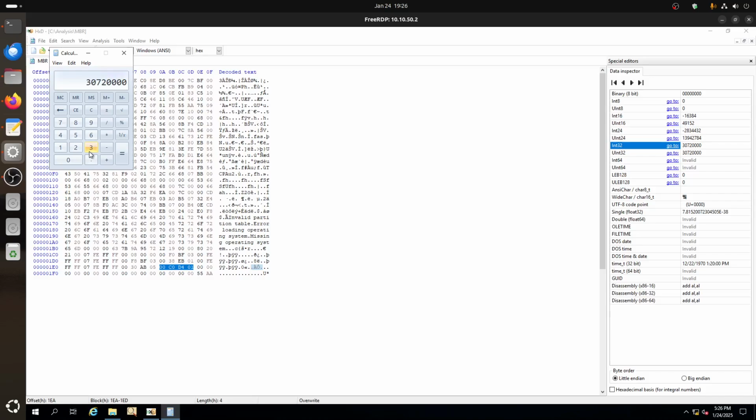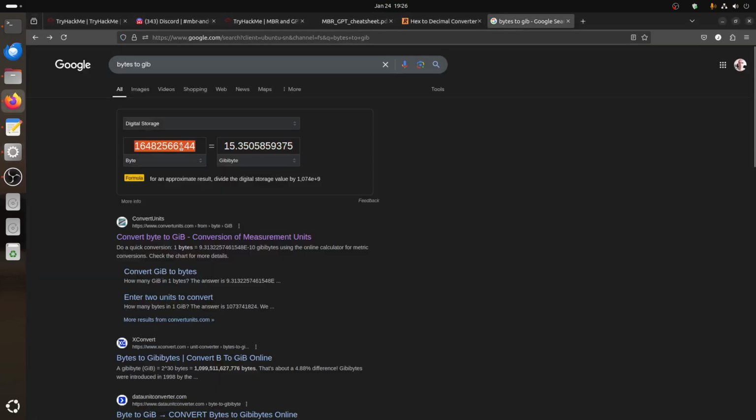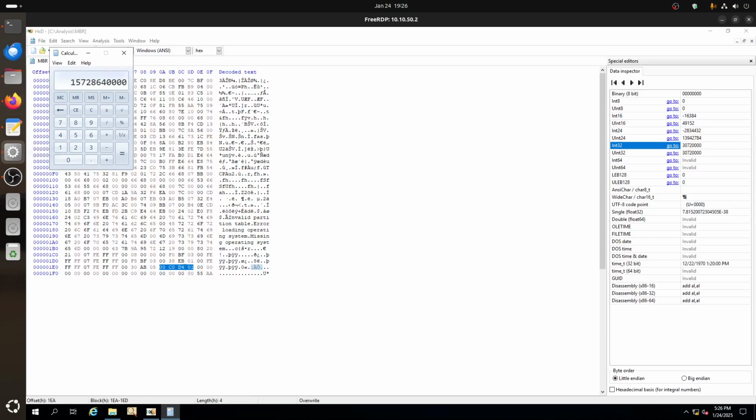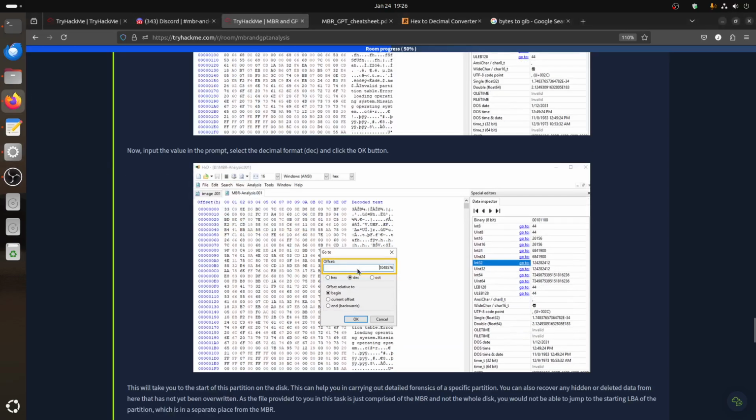Multiplied by 512. Control C. The last one will be 14.6. So these are 3 partitions here. The second one, 15. I assume we'll come back to it if I don't forget. Let's go.